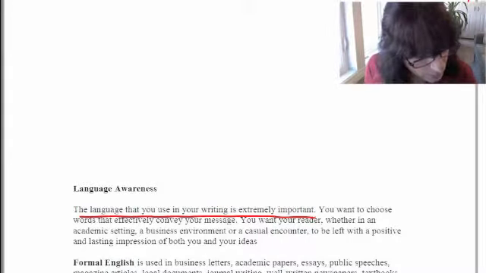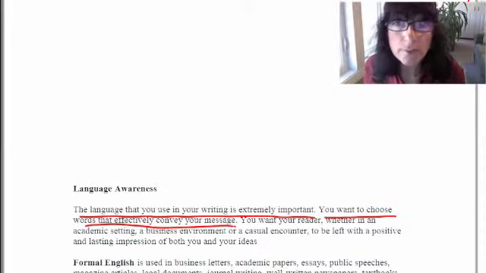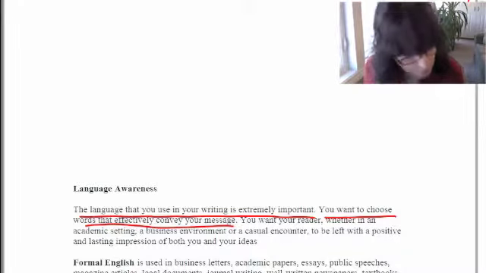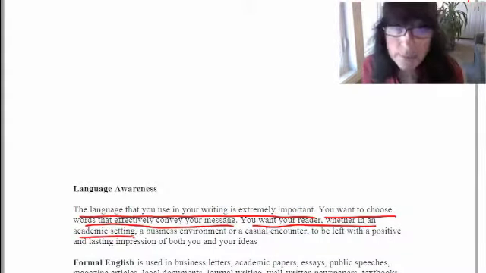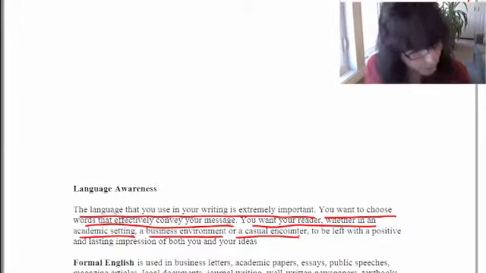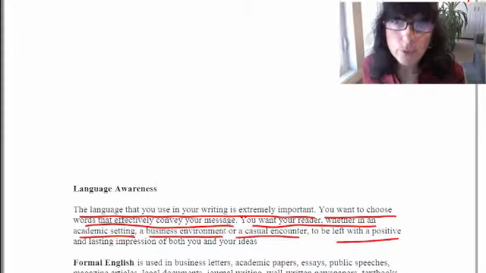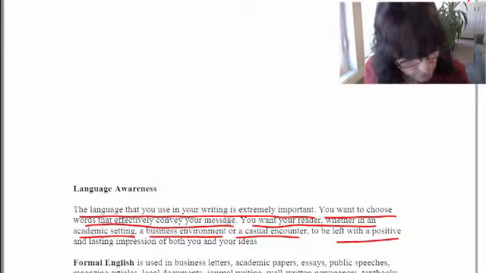Now, the language that you use in your writing is extremely important because you want to choose words that will effectively convey your message both to your reader and to your listener. Whether you're in an academic setting, writing for business purposes, or just in a casual meeting or encounter, you want that person to be left with a lasting and positive impression of both you, your ideas, and the way you express yourself.